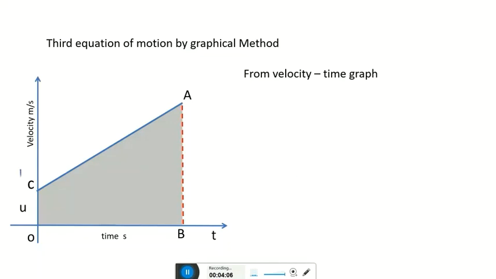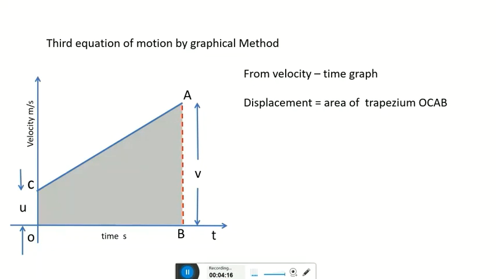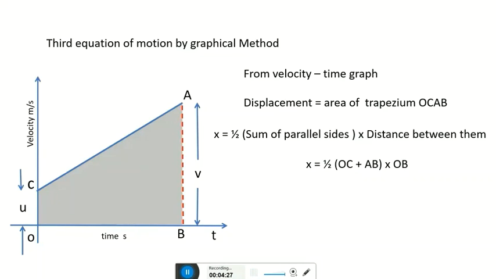u is the initial velocity at time t = 0. v is the final velocity at time t. So displacement is equal to the area of trapezium OCAB, which is 1/2 the sum of parallel sides into the distance between them, which is equal to 1/2. The parallel sides are OC and AB. Therefore, (OC + AB) into the distance between these two parallel lines, which is OB. So x = 1/2. The value of OC is u. The value of AB, which is the final velocity, is v, and OB is t. Therefore, we get x = 1/2 (u + v) t.